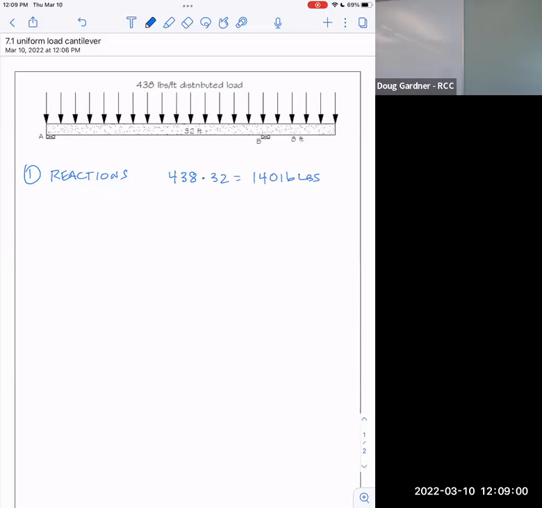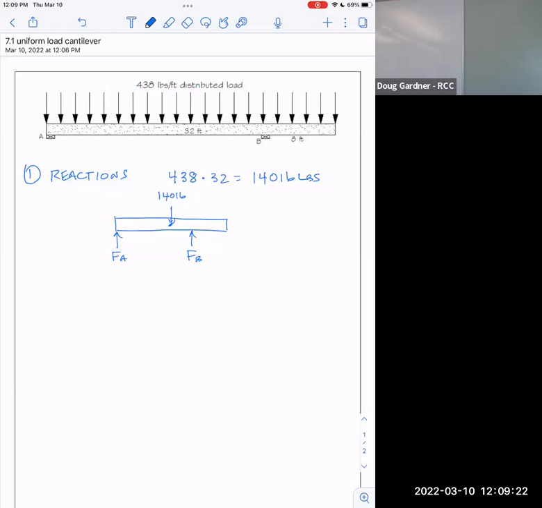So I can think of this as a beam that is supported here at A. I'll call it the force of A. And here at B. And right in the center, I've got 14,016 pounds. Again, does that represent a nice, clean free body diagram in the sense that that's all the forces that are on this thing?